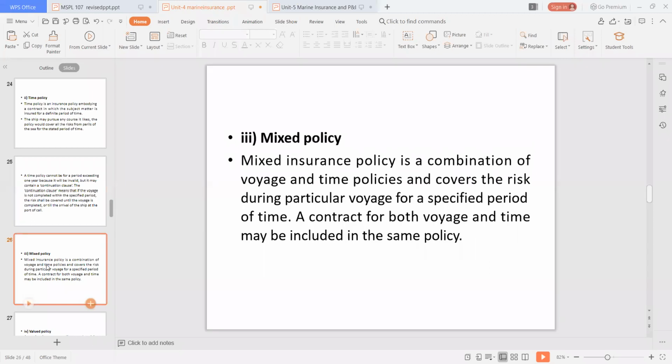Next one, mixed policy. Mixed insurance policy is a combination of voyage and time policies and covers the risk during a particular voyage for a specific period of time. A contract for both voyage and time may be included in the same policy. So both are included. Voyage and time is included and called the mixed policy.